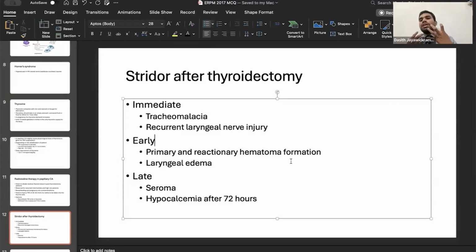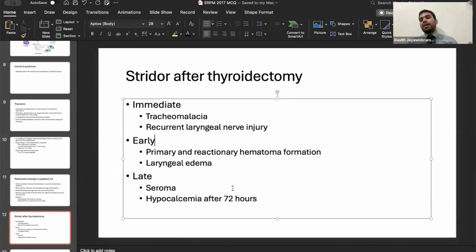So whatever hematoma has collected can just drain out. And then we take the patient to theater, we wash the wound out, and we evaluate the wound, and we see where the bleeding is coming from, and then we try to stop it with ligature or diathermy or clip or whatever. Okay. So that is the management of stridor in the patient with post-thyroidectomy stridor.